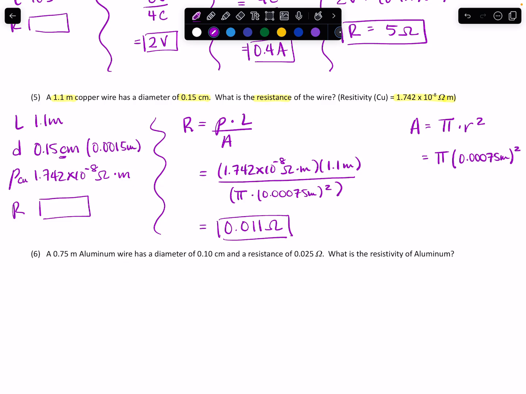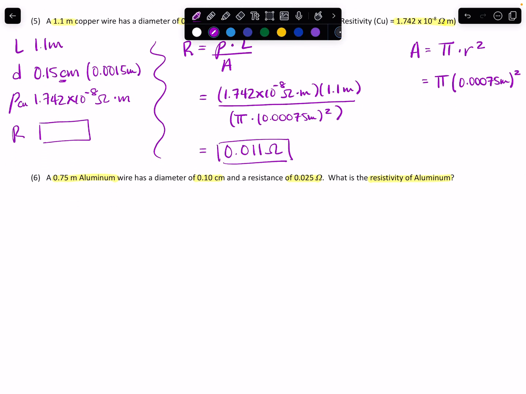Okay, let's try one more. An aluminum wire, so 0.75 meters of an aluminum wire has a diameter of 0.1 centimeters and a resistance of 0.025 ohms. What is the resistivity of aluminum? So we've got a length of 0.75 meters, a diameter of 0.10 centimeters, and again, there's that centi. So that's 0.001 meters. And this time we're given resistance as 0.025 ohms, and we're asked to find the resistivity.